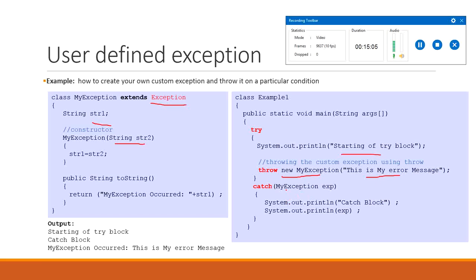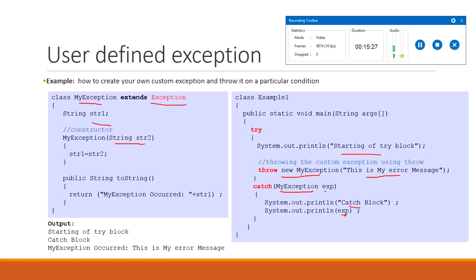Alright, and then I am catching the exception. Here I am not using ArithmeticException or something like ArrayIndexOutOfBounds. Rather, I have made an object of my own exception class. Then here I am printing something, and I am also printing the object over here.